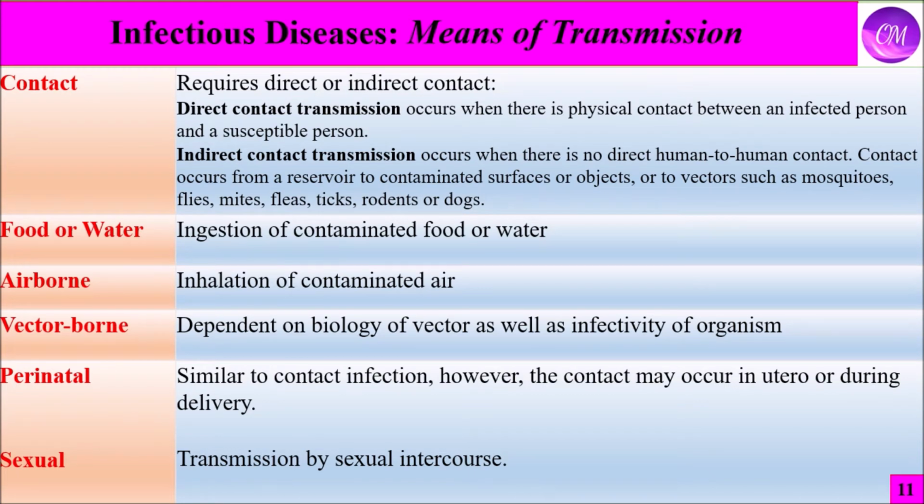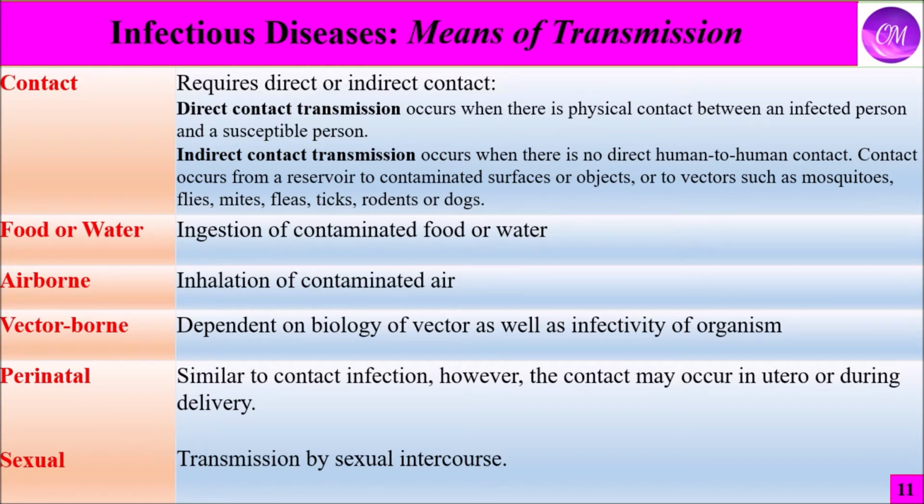Now let's discuss the means of transmission. First, contact transmission, which requires direct or indirect contact. Direct contact transmission occurs when there is physical contact between an infected person and a healthy person. Indirect contact transmission occurs when there is no direct human-to-human contact. Contact occurs from the reservoir to contaminated surfaces or objects, or to vectors such as mosquitoes, flies, mice, fleas, ticks, rodents, or dogs. Second, food or water: ingestion of contaminated food or water.